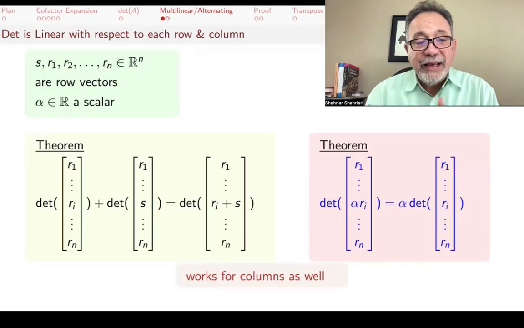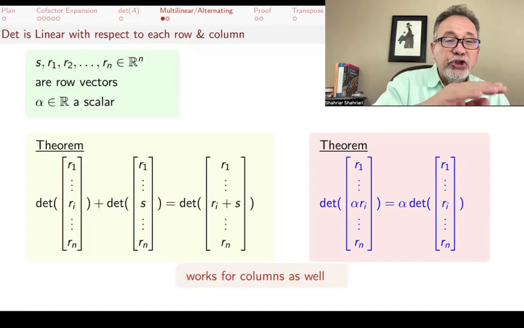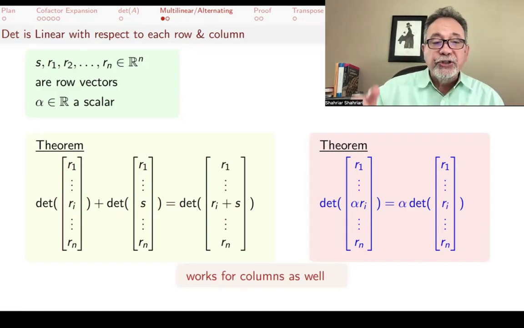It's also true that the same thing works for columns. If instead of those original row vectors, you had column vectors and you did similar things, it would work just as well.